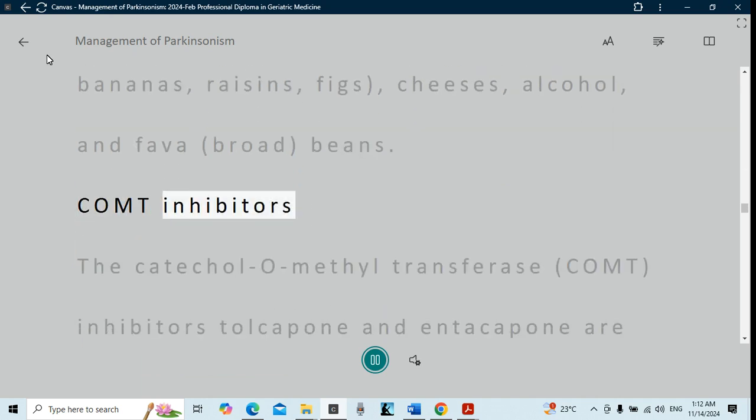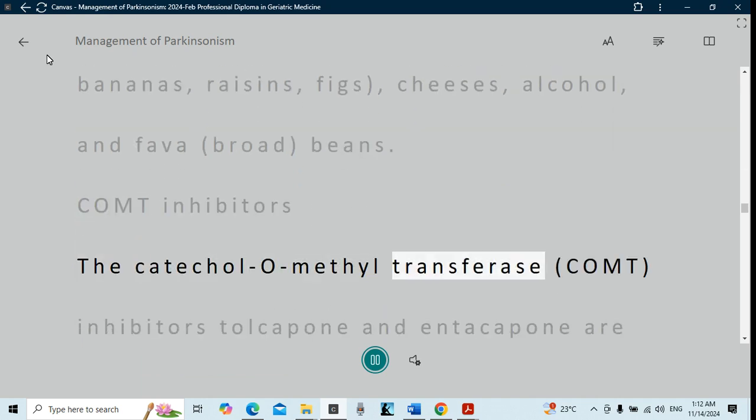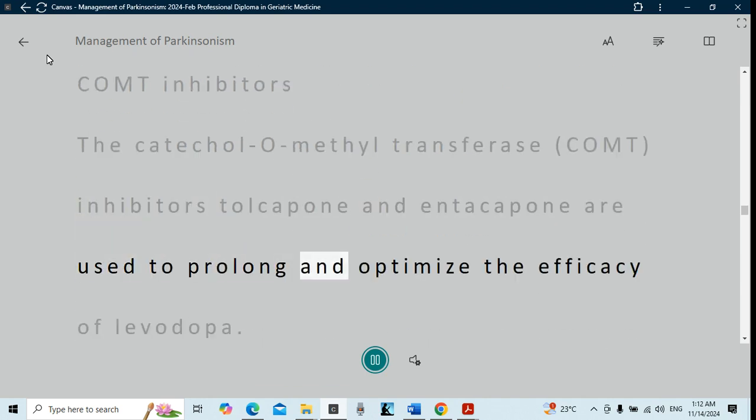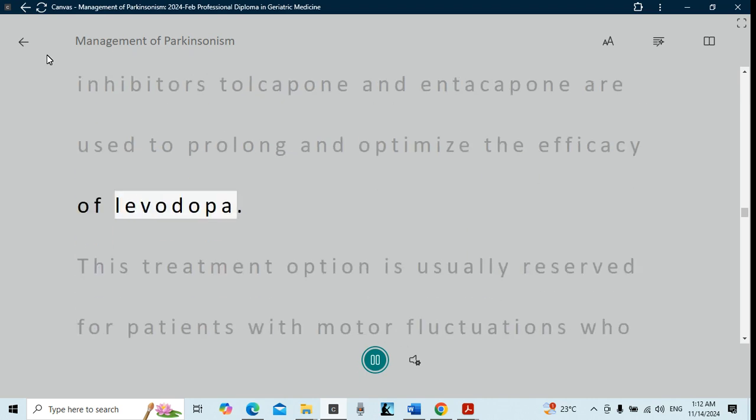COMT inhibitors. The catechol-O-methyltransferase, COMT, inhibitors tolcapone and entacapone are used to prolong and optimize the efficacy of levodopa.